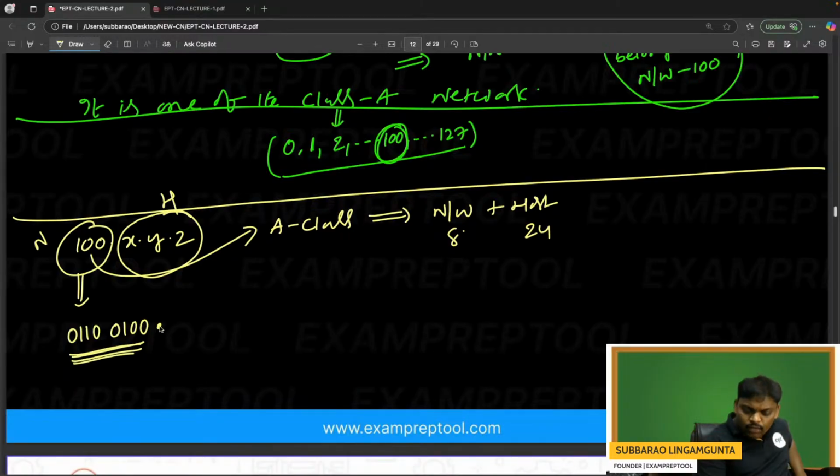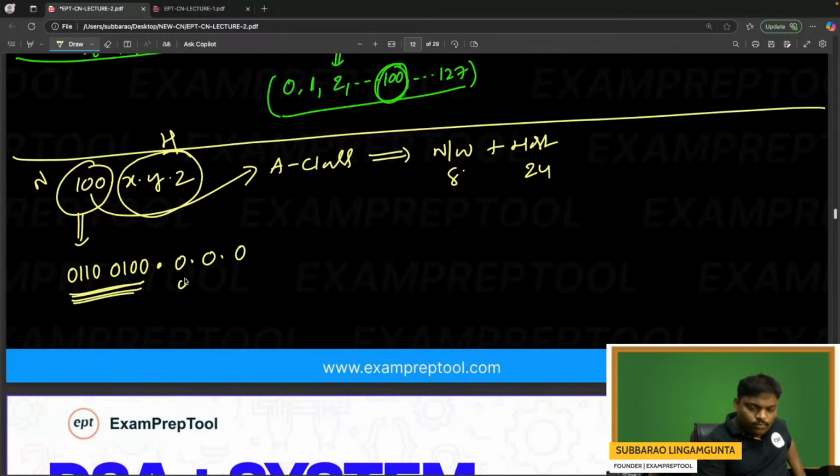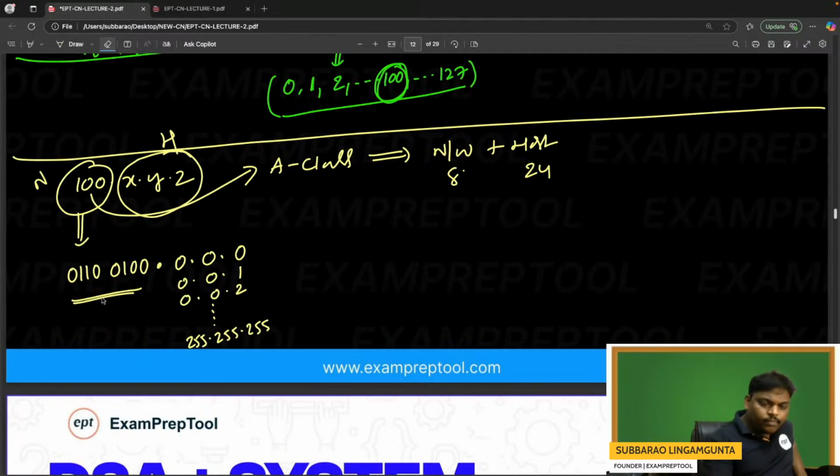But the host part goes from all zeros to all ones. All ones means 255s. Remember, these are all 100, these are all the same. If you don't want to write binary, you can also write decimal.